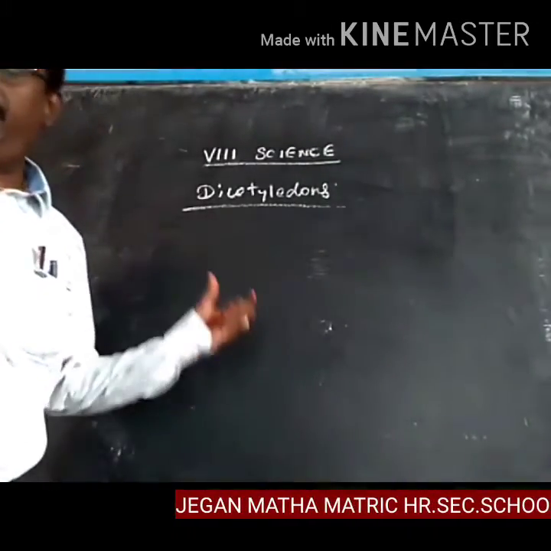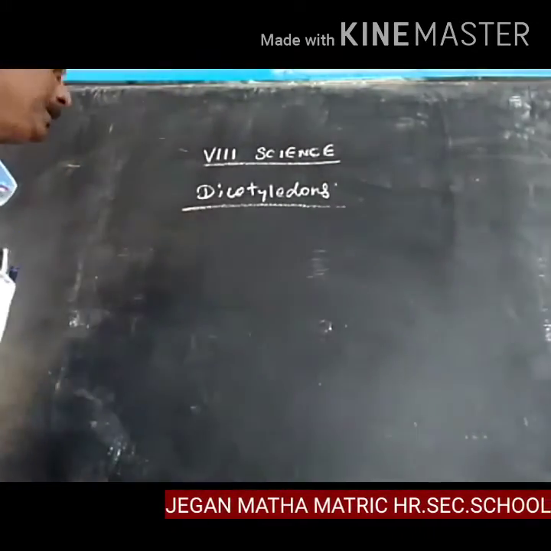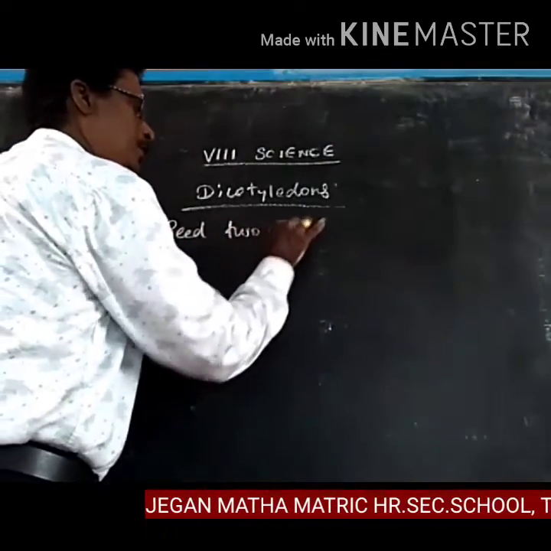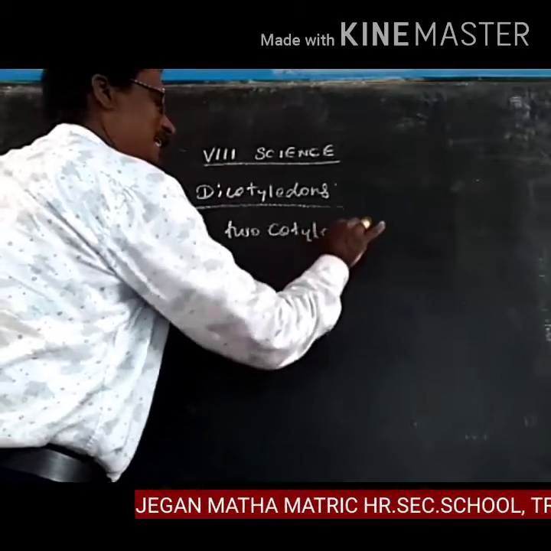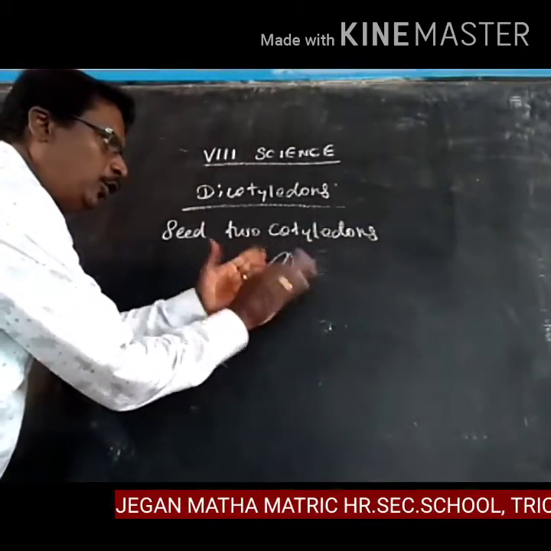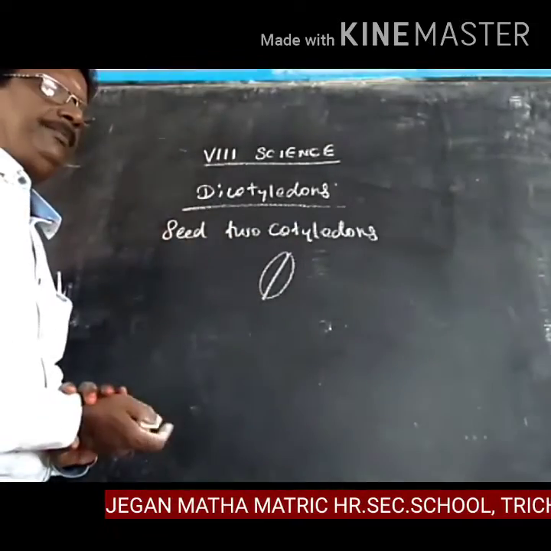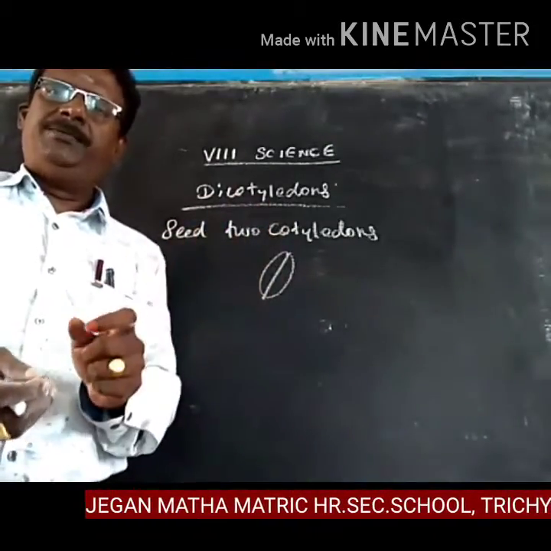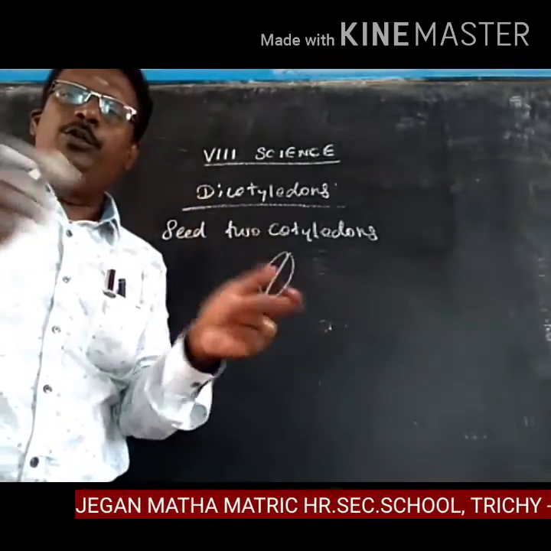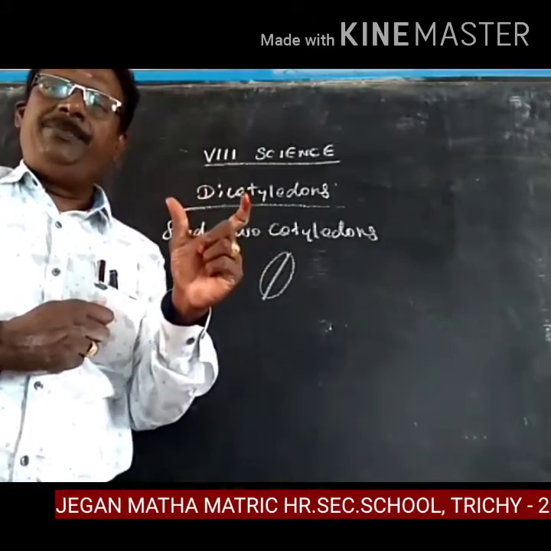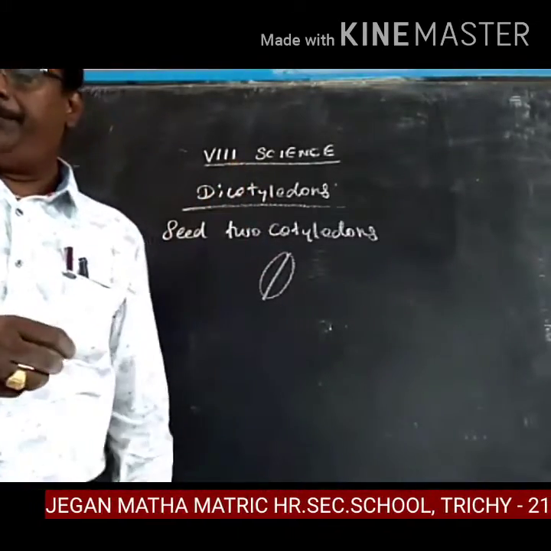Next are the dicotyledons. The seed consists of two cotyledons. It means the seeds are divided into two along the longitudinal axis. For example, groundnut seeds are divided into two equal parts in longitudinal section. It is called a dicotyledon.